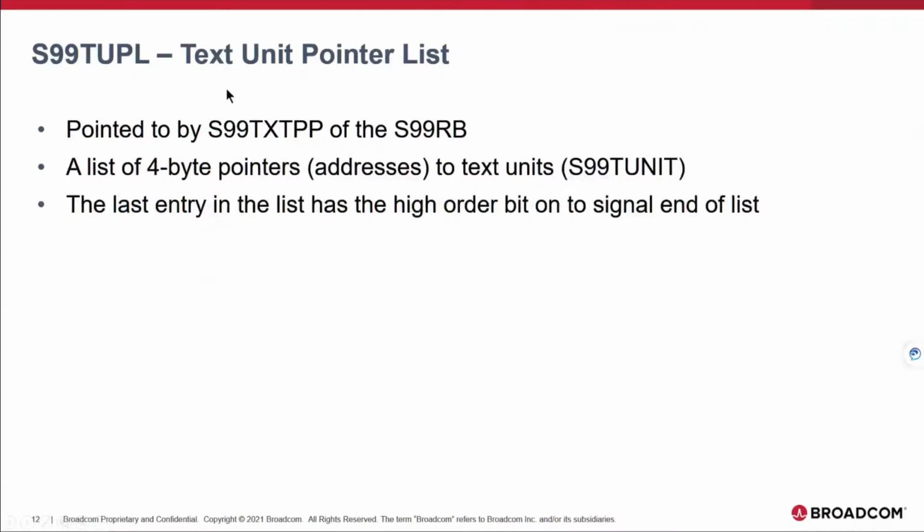The text unit pointer list is pointed to by the S99TXTPP field of the S99RB. It's just a stack of addresses of text units. It points to the different text units that are part of the allocation. And as with all variable lists, you would have to have the high order bit on to signal the end of the list.